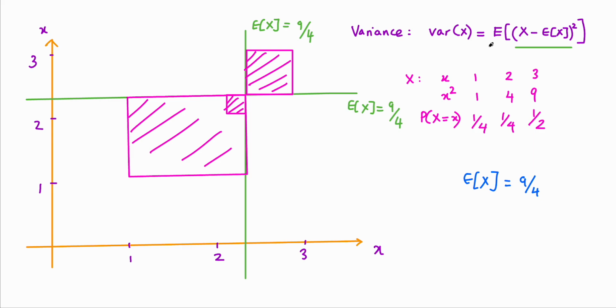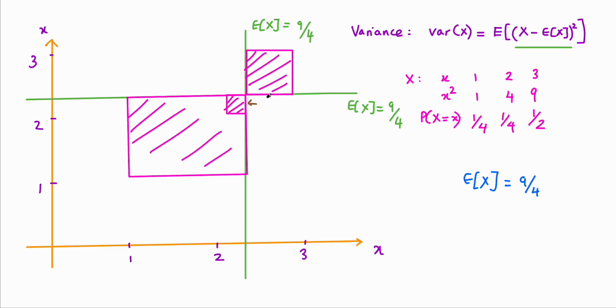Okay, and now we want to take the expected value of that, right? So we are nearing the end slowly. What is the area of this square? The area of a square is just the side squared. So 3 minus 9/4 is how much?